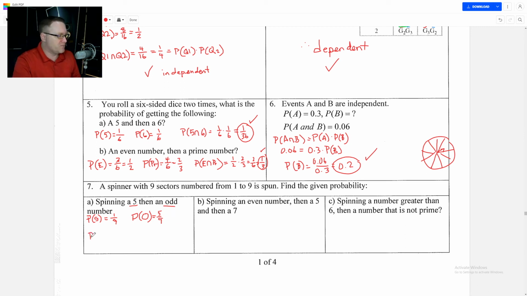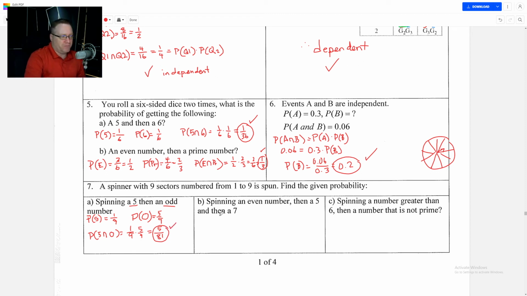So then what's the probability of getting a 5 and an odd number? Well, it's just going to be 1/9 times 5 over 9, which is 5 over 81. And that's going to be our answer.